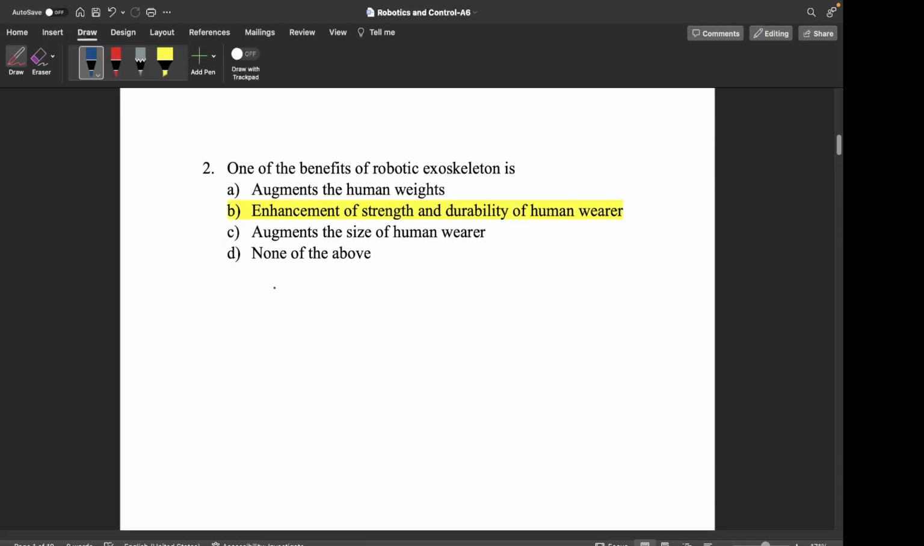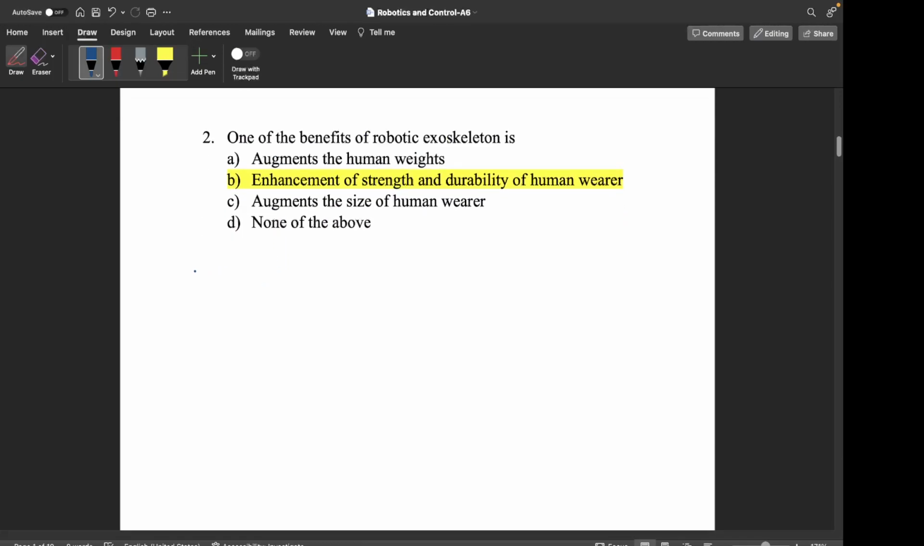Which brings us to the next question, which is similar to that only: what are the benefits of robotic exoskeleton? The first option is augments the human weights. Obviously it does augment the weight, like the weight overall increases, but it is not a benefit as such. Augments the size of human wearer. Again, this is also not a benefit that we are looking for. What we are looking for is enhancement of strength and durability of human wearer.